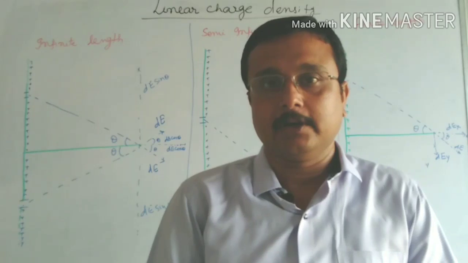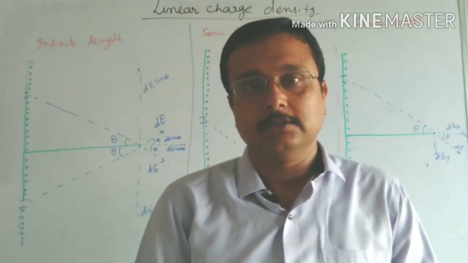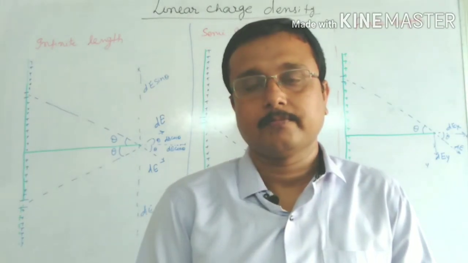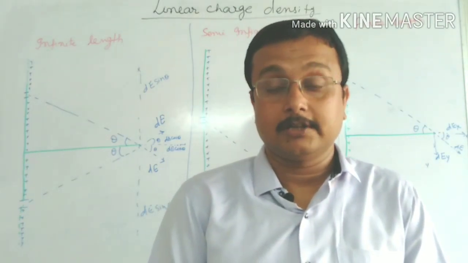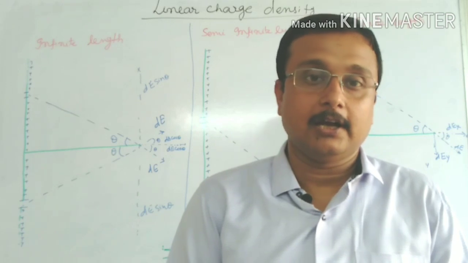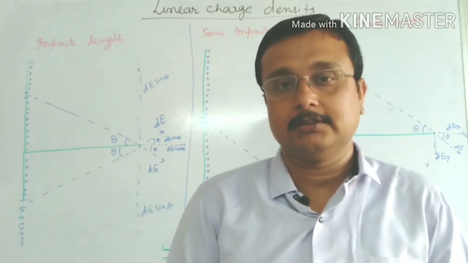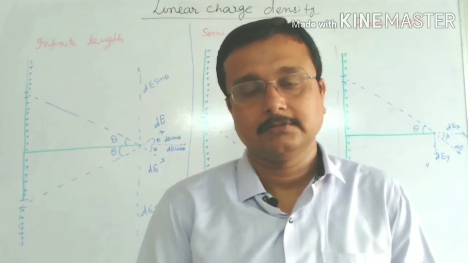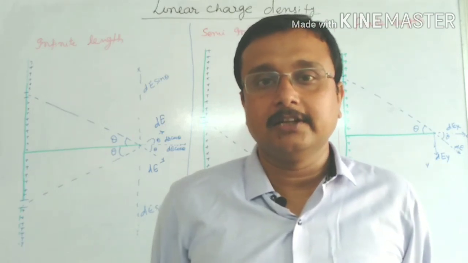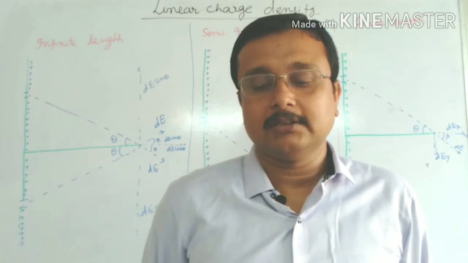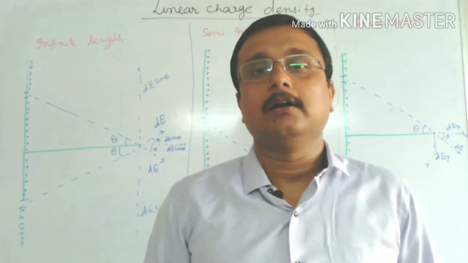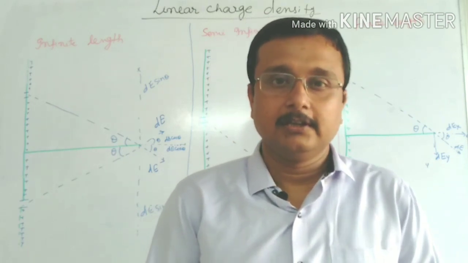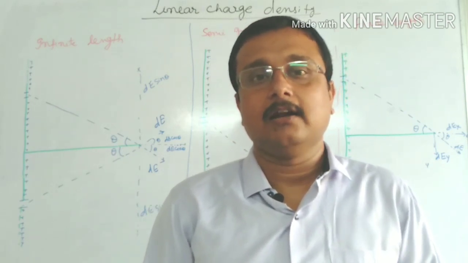In the classes of electrostatics, we have just discussed Coulomb's law, electrostatic field, and in the last class we discussed charge distribution. There were three kinds of distribution of charges. First was the linear charge density, second the surface charge density, and third the volume charge density.